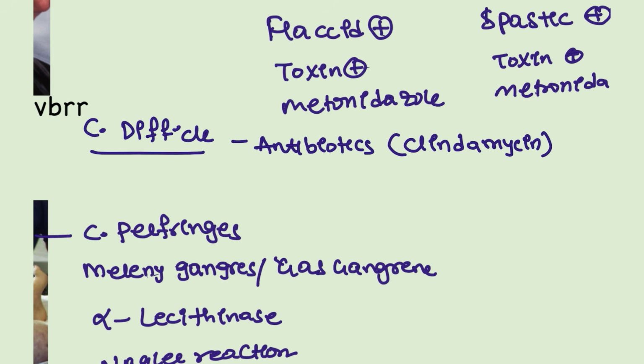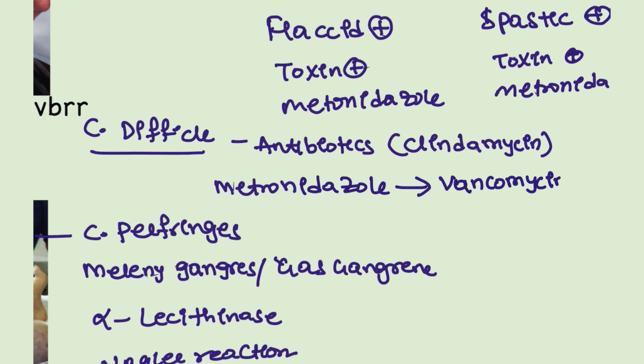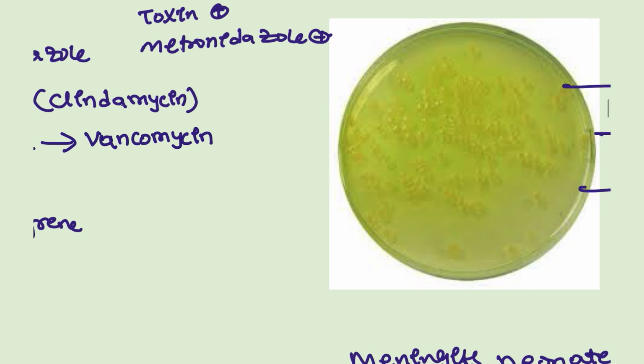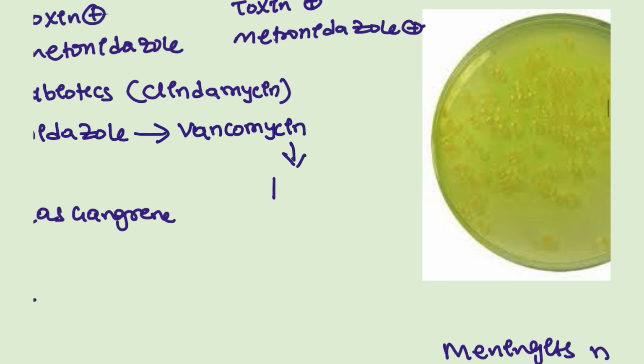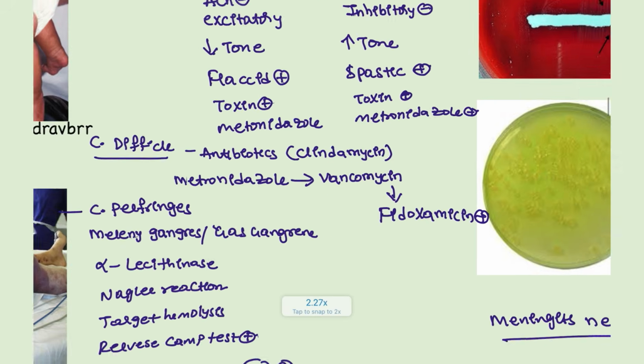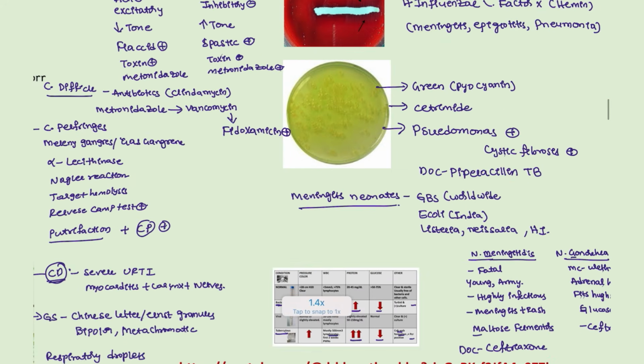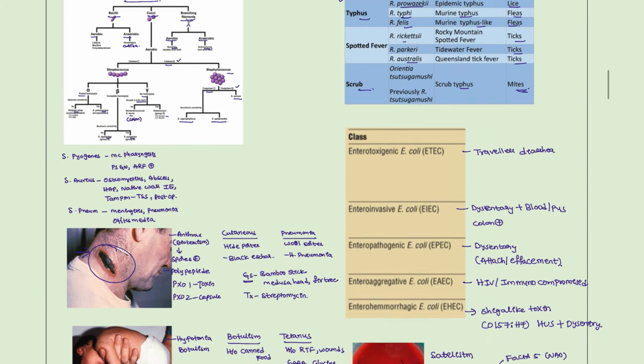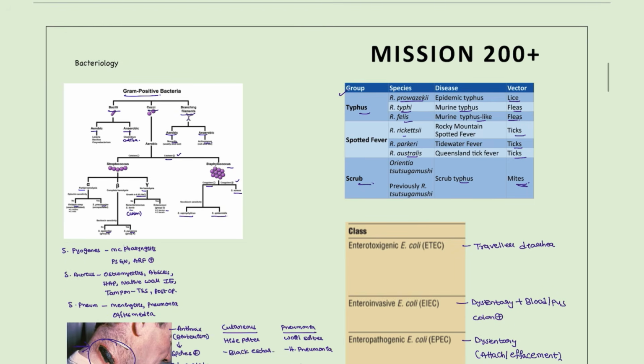So it can also be treated with antibiotics. First, we can start with metronidazole. Then, if there is no improvement, we can go for vancomycin. And lastly, the drug of choice will be fidaxomicin, given as the drug of choice for the patient, right? So these are some of the species and important microorganisms that have to be remembered.